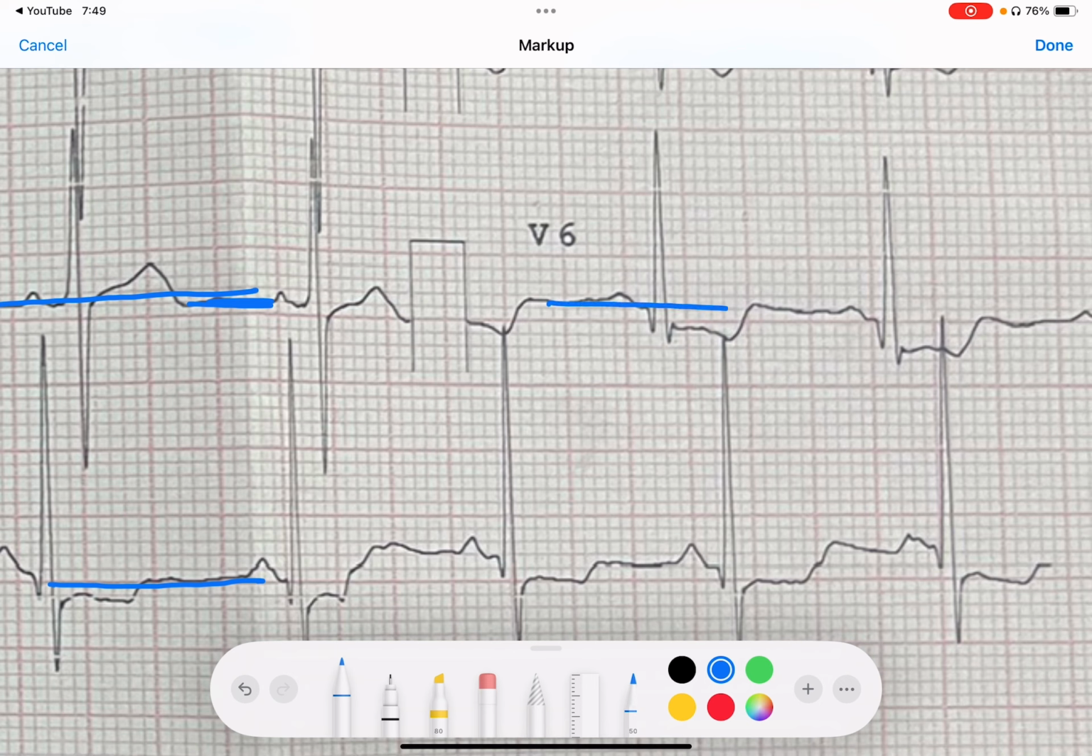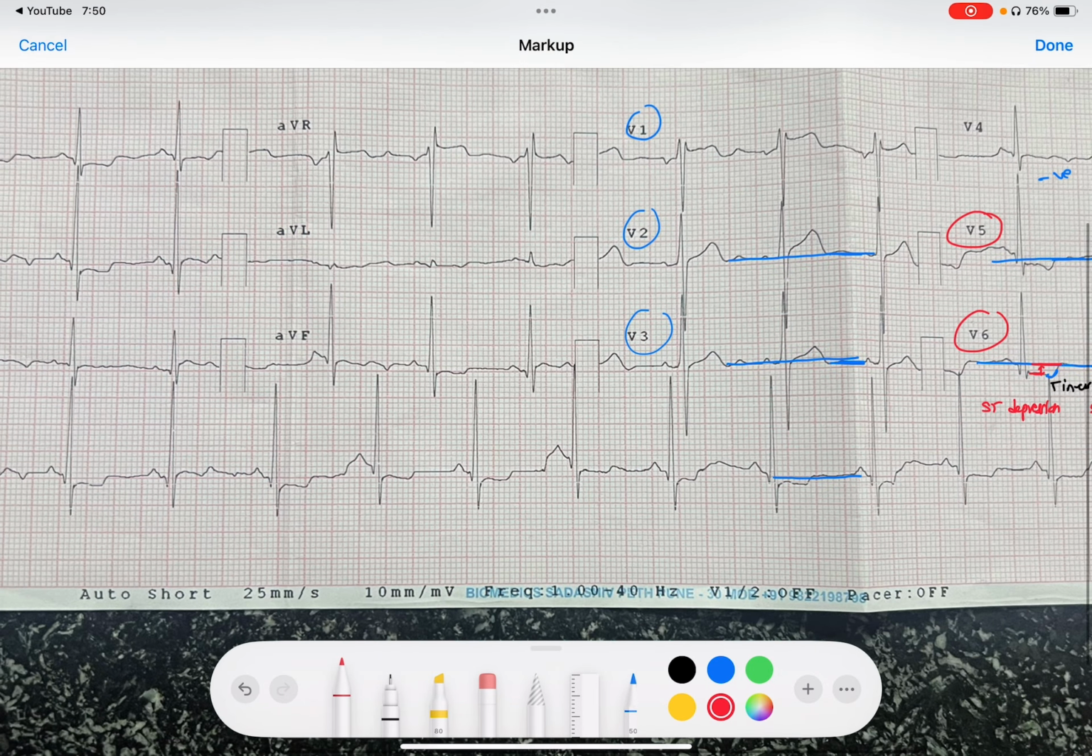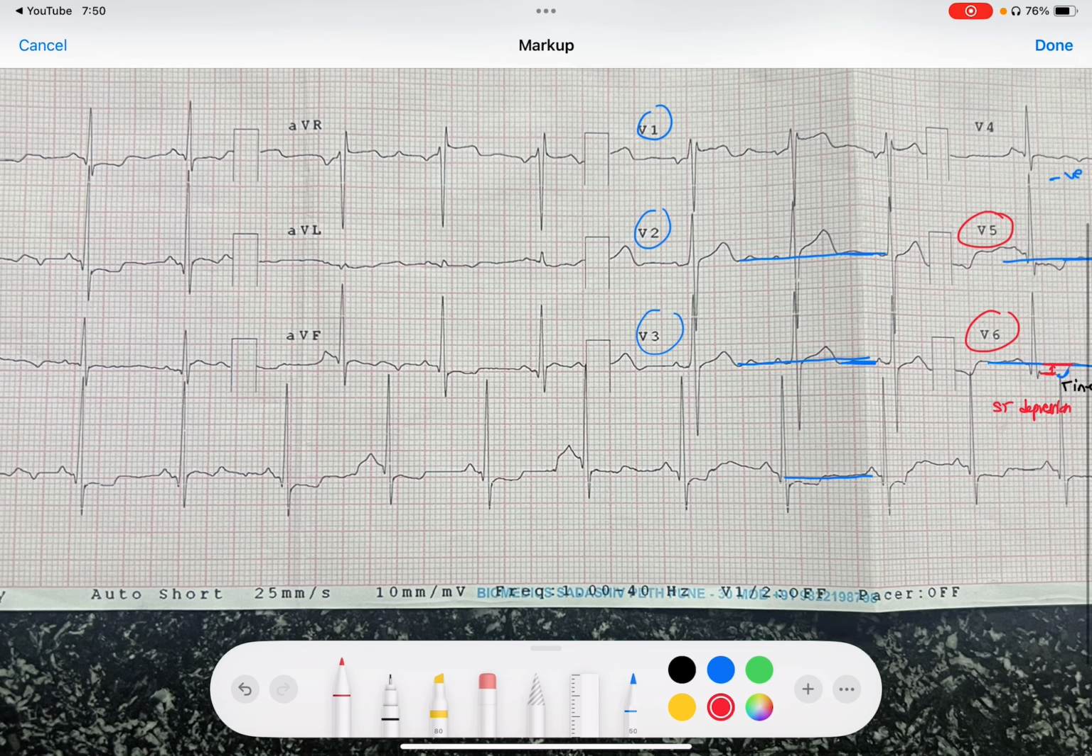So it is not only the T inversion, this is T inversion, but also this ST segment which was supposed to be here. So there is ST depression which is pretty significant, by around 2 to 3 millimeters. We can see this ST depression in V5, V6. It is not there in V1, V2, V3 and V4.